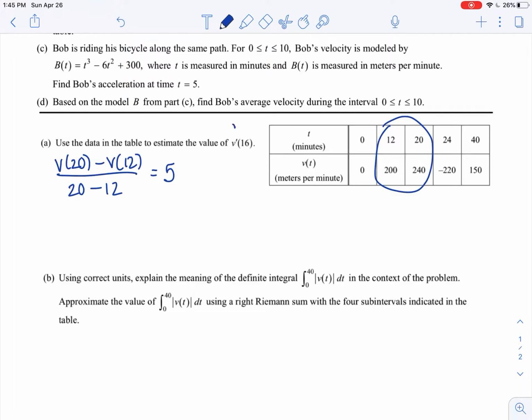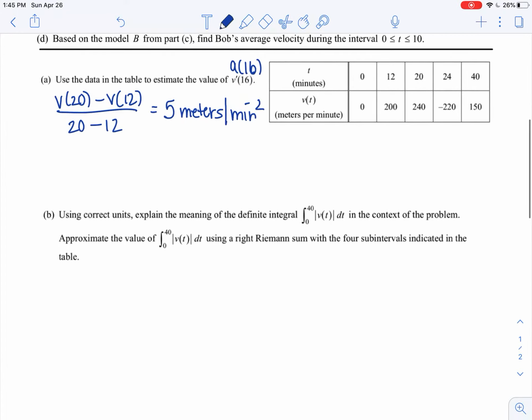But again, remember, you have units provided for you, and think about the fact that v prime is basically acceleration, so these should be acceleration units. So it should be meters per minute squared, or meters per minute per minute. Okay, definitely include units. Those would be a necessity when it comes to that.